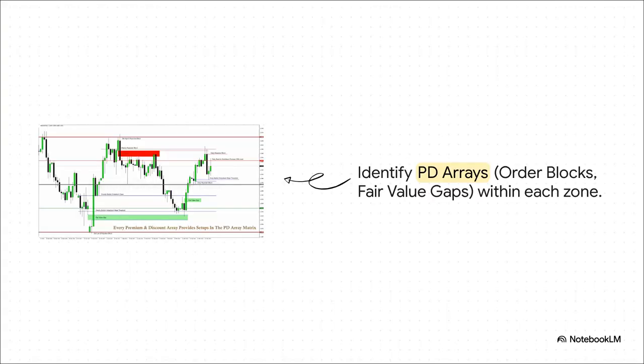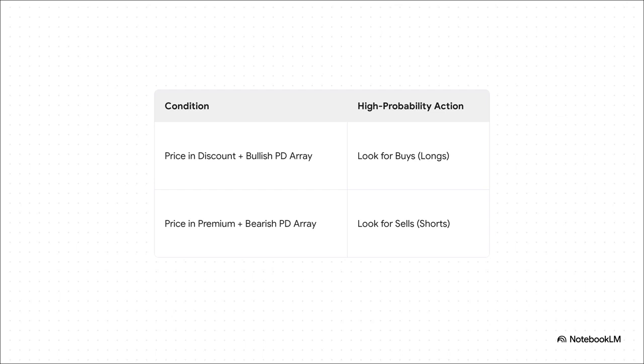The structure, the quadrants we just built, tells us where we should be looking for a trade. But the PD arrays, the order blocks, the breakers, the fair value gaps, they tell us the exact price level to watch. So we're just waiting for price to hit one of our key levels inside one of our key zones.